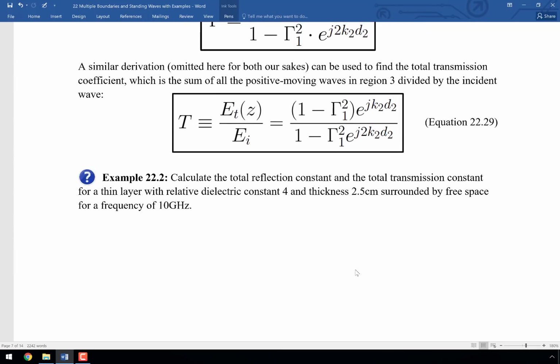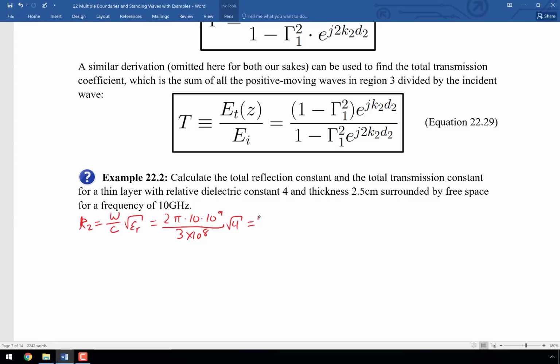So we need to account for all of those quantities when we are solving for gamma and T. So let's calculate the total reflection coefficient and the total transmission coefficient for a thin layer with relative dielectric constant of 4 and a thickness of 2.5 centimeters surrounded by free space on both sides and a frequency of 10 gigahertz. Okay, so I can calculate k2 is going to be equal to omega over c times the square root of epsilon r. And that is going to be equal to 2 pi times 10 to the 9th divided by 3 times 10 to the 8th times the square root of 4.